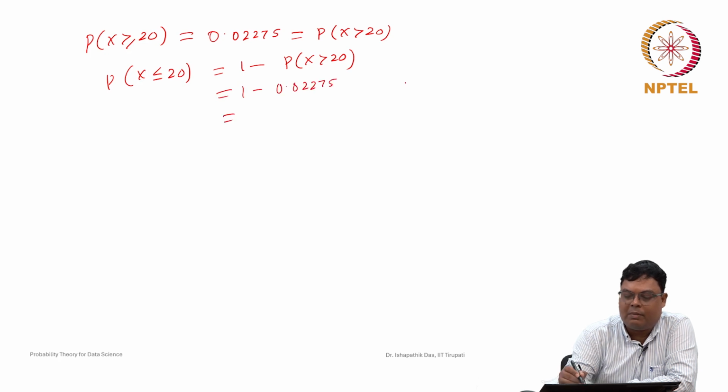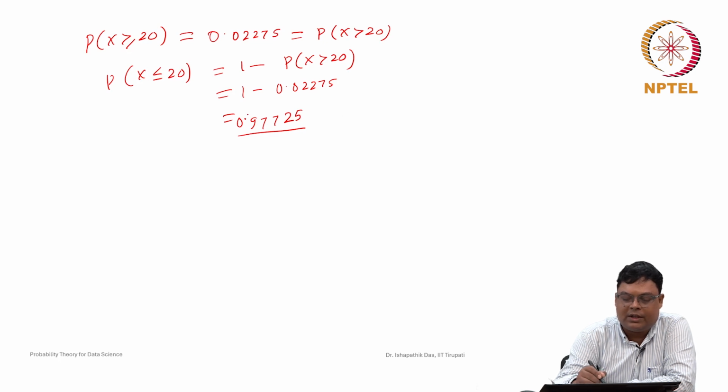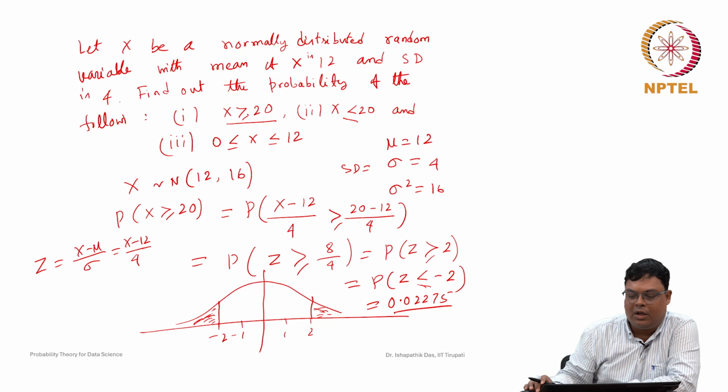So, this is nothing but 1 minus 0.02275. So, what about the value? Approximately this is 0.97725. You can check that this computation is correct, then this will be the probability.